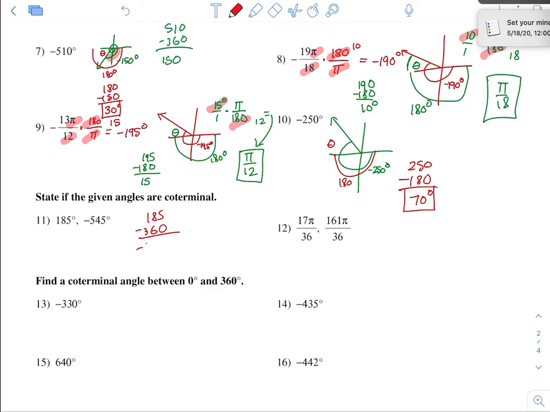So that's negative 175, not negative 545, so I should subtract by 360 even more. And we get negative 535. Now I kept on subtracting by 360, and notice we got very close to negative 545, but we did not get negative 545. So that means these are not coterminal.